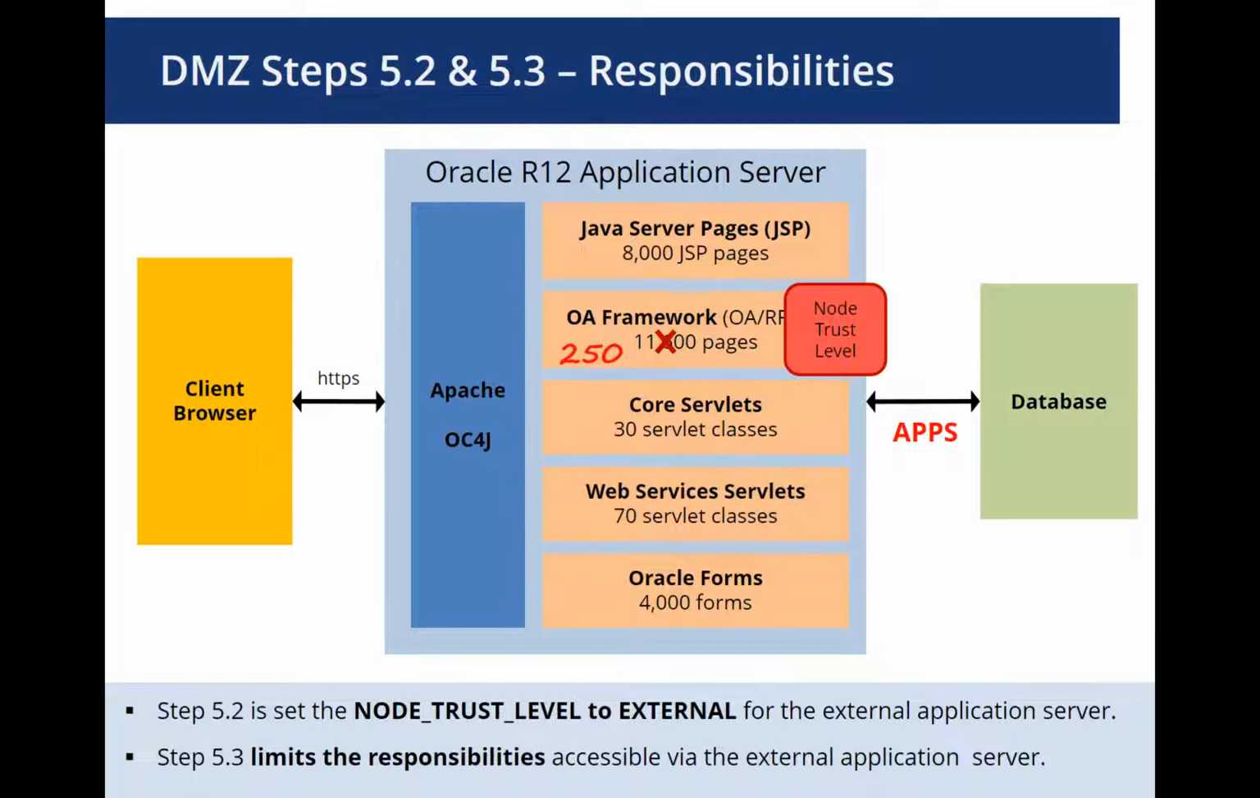It does, again, reduce it from 10 to 12,000 different web pages down to a few hundred based on the responsibilities. But again, it's a manual configuration. I've got to go through and start adding in the responsibilities. A significant mistake we see here is that people add too many responsibilities, and they start adding system administrator and all these other things that aren't needed externally. If I'm running iSupplier, I should just have a couple of iSupplier things.